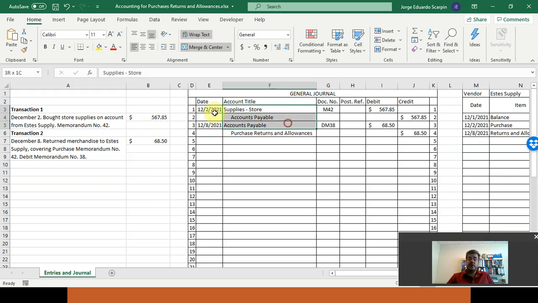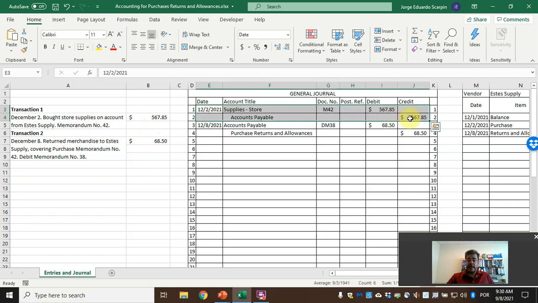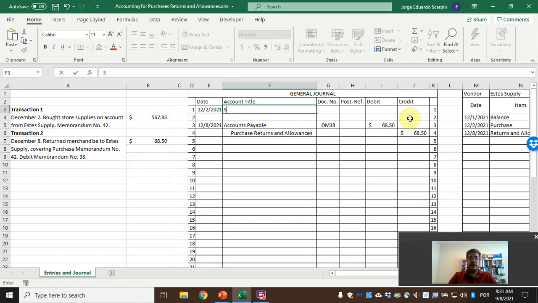So here, bought Star Supplies on account from Eastie Supply, Memorandum 42. So here is our journal entry. Let's do it together. So December 2nd, account title, supplies, office, or only supplies. Memorandum 42, 567.85. Credit is the same.